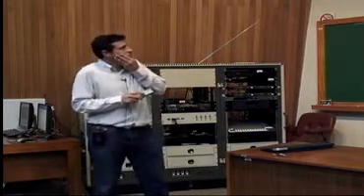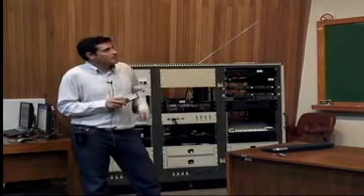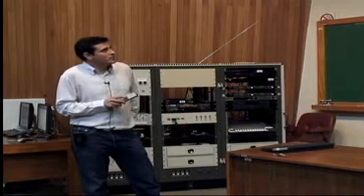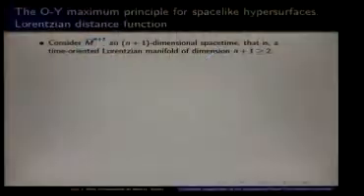So we consider N bar, n plus 1 dimensional. Here I will use n plus 1 for the dimension of the ambient space because I will consider only the case of hypersurfaces. So we consider an n plus 1 dimensional spacetime, which is just a Lorentzian manifold which is time oriented and of dimension at least 2.